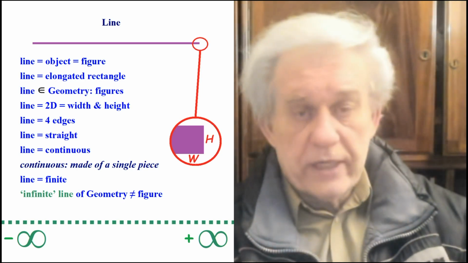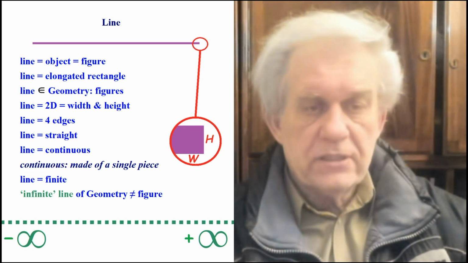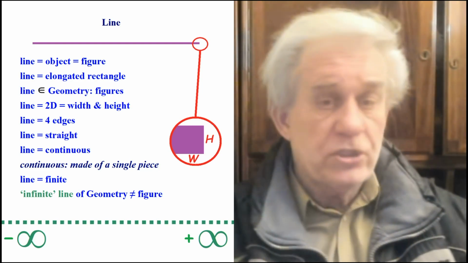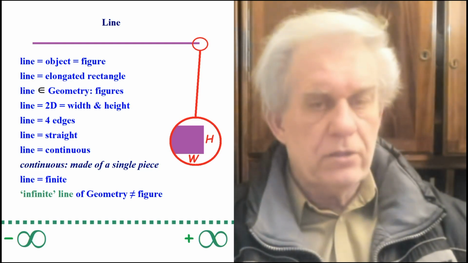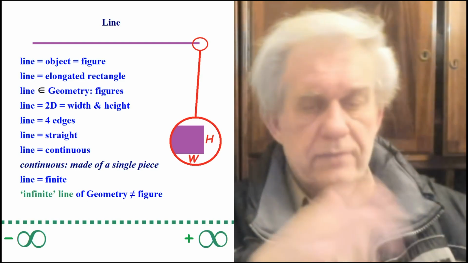And you can say it's straight because objects can be said to be straight. You can qualify them with that adjective. What else? If it's straight, it's continuous. Continuous means it's made out of a single piece, not made of parts. Okay, and in contrast, it's finite.